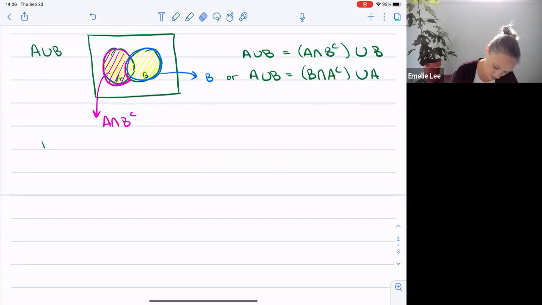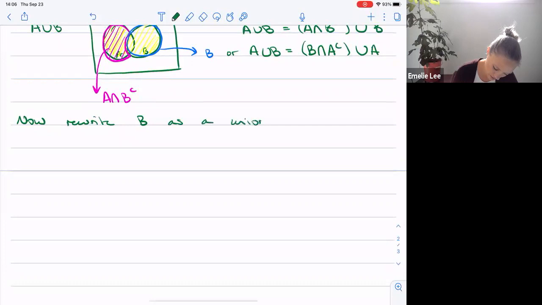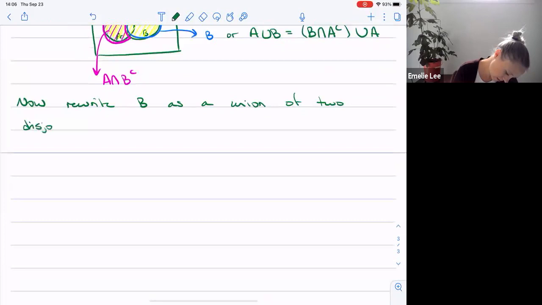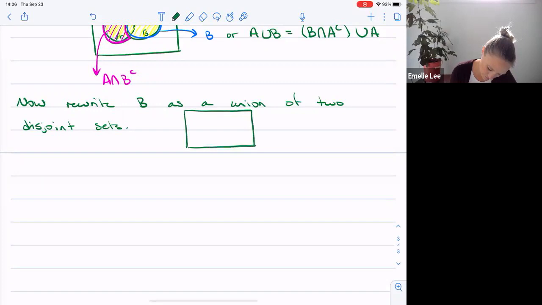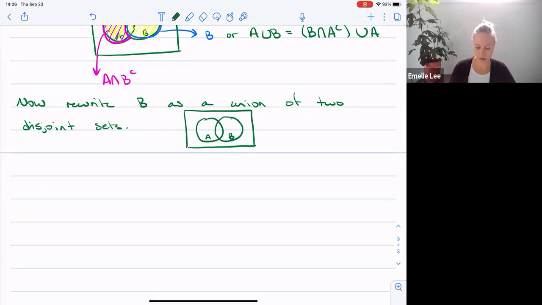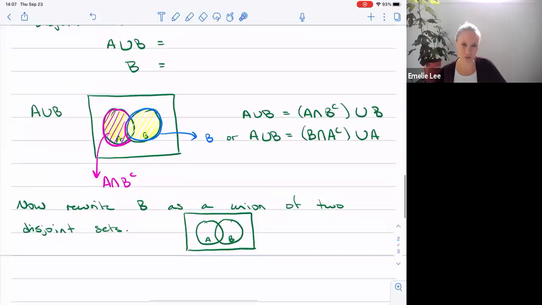So now rewrite B as a union of two disjoint sets, right? Effectively making it more complicated, but it's going to take us down that path. So here, it might help to write it out. B is this circle here. So this is when I'm going to pause it for just 2 minutes and see what you can get to. So rewrite B as a union of two disjoint sets. I'll pause it here. Keep going.